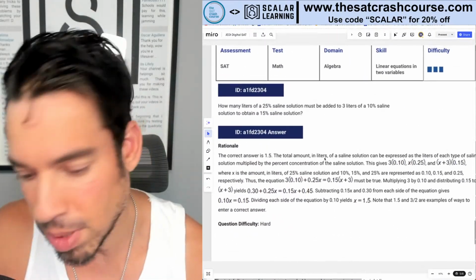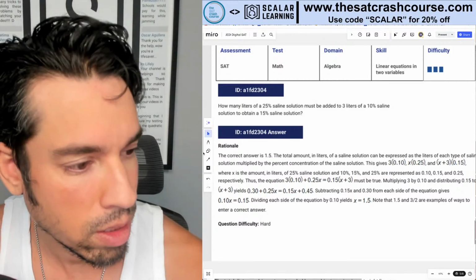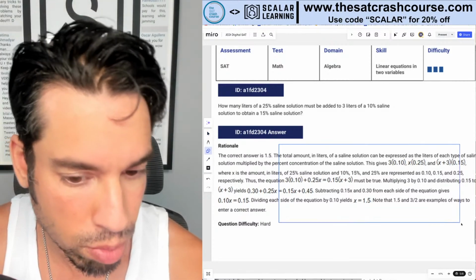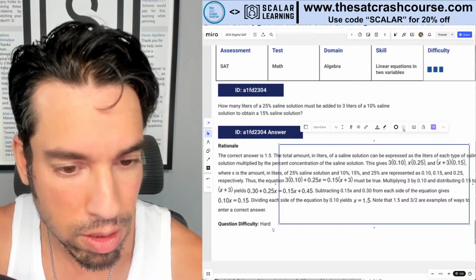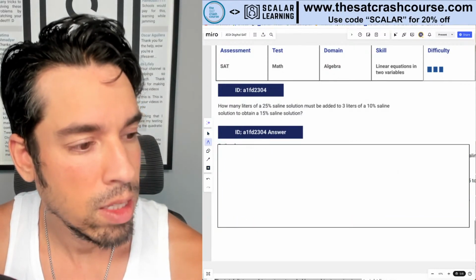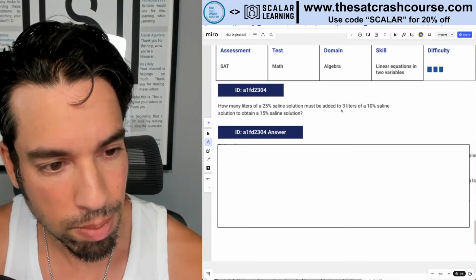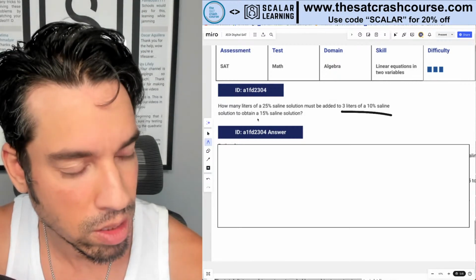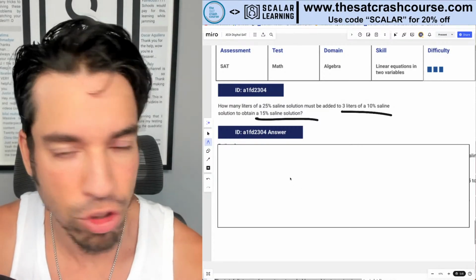Ooh, love that somebody submitted this. This is a mixture problem. I definitely think this is going to show up on the October test, so let's check it out. How many liters of a 25% saline solution must be added to 3 liters of a 10% saline solution to get a 15% saline solution?